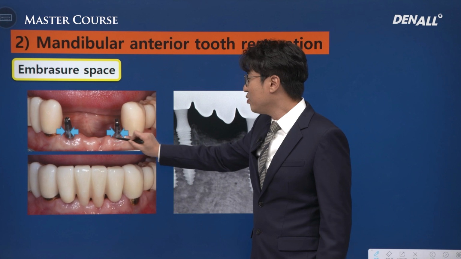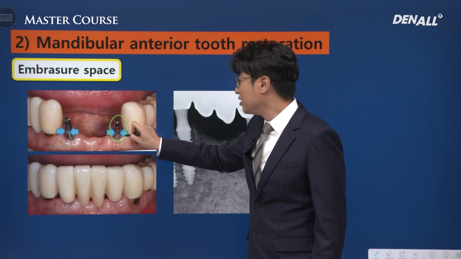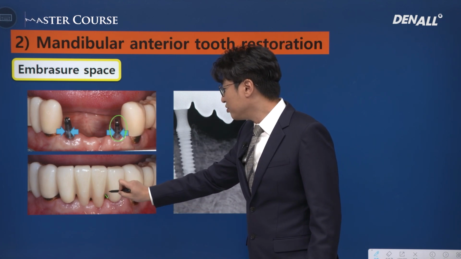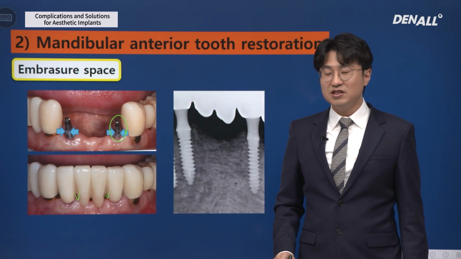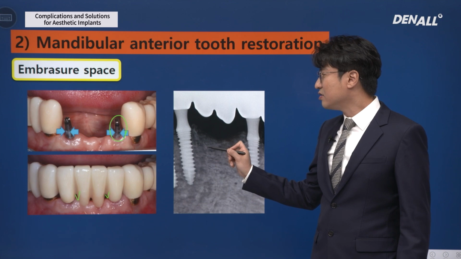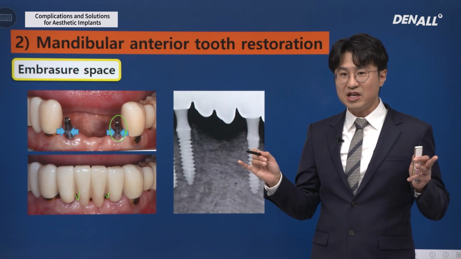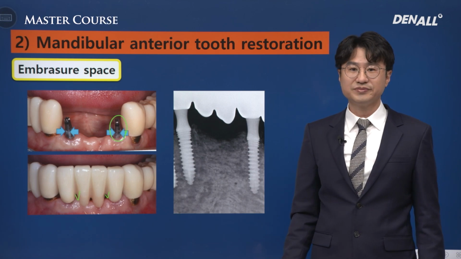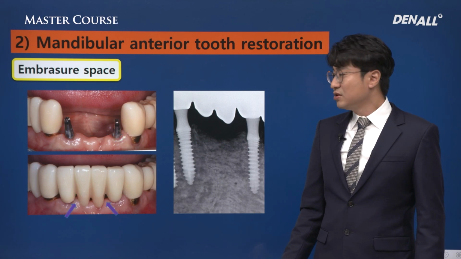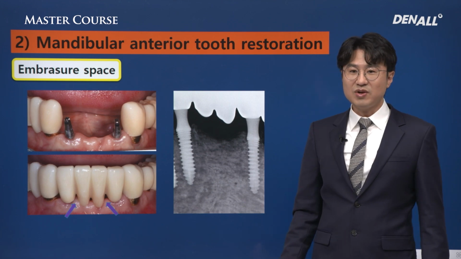Now it has evolved. Now it is positioned vertically. Now there's room for opening up the space for embrasure. Positioning the implant sections in this way, in the side way, opens up the space for embrasure. So sufficient embrasure spaces are provided.